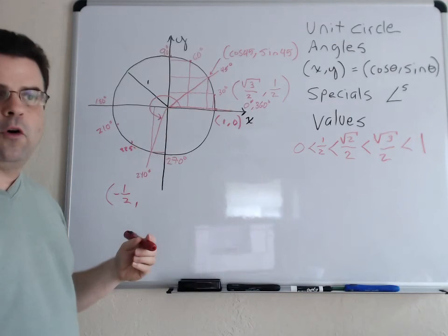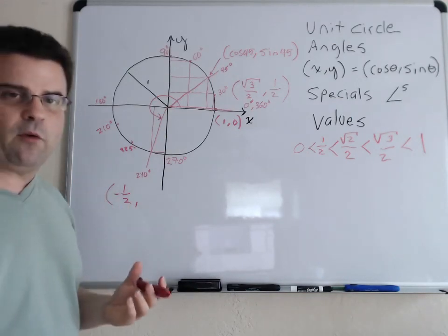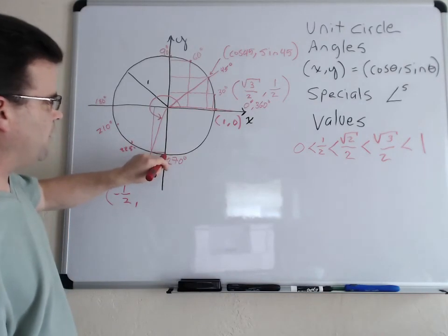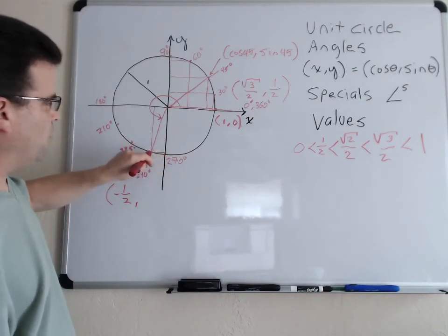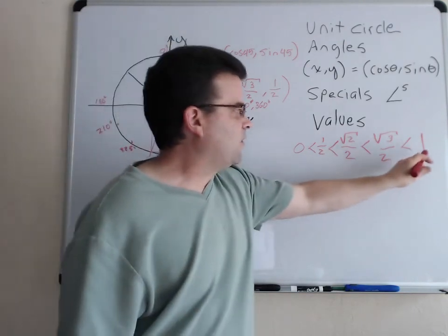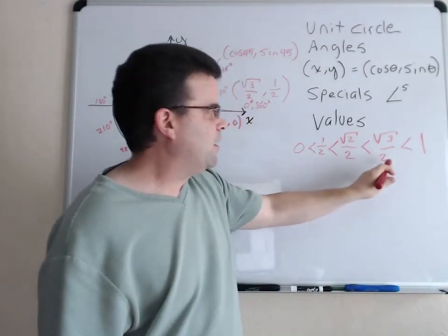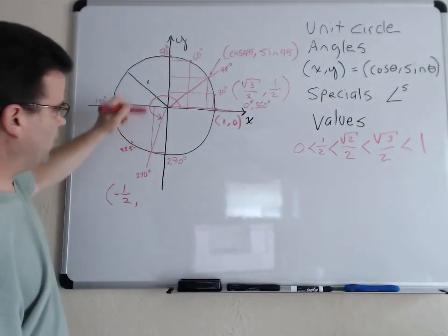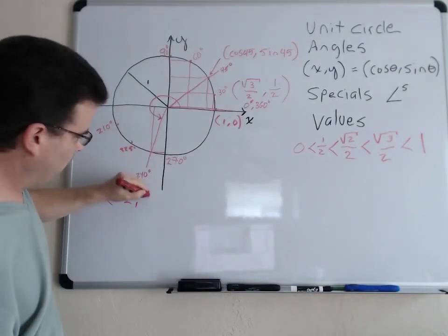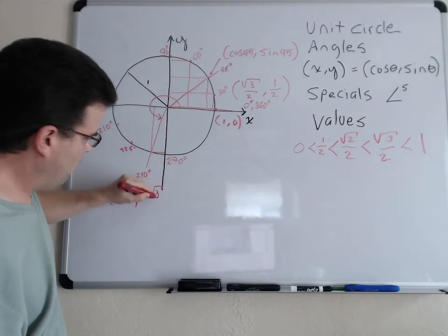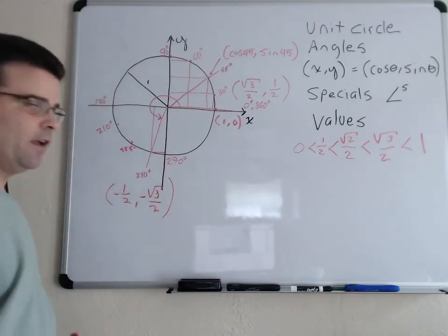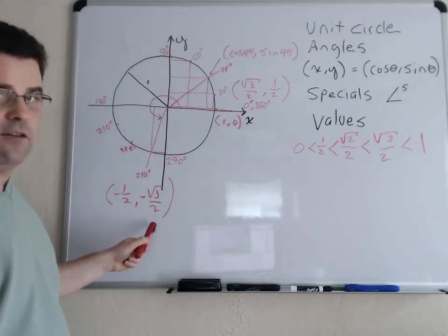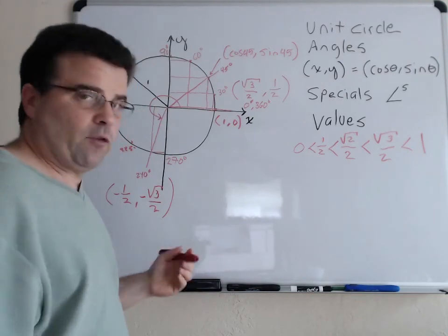And as for sine, we associate it with the y-coordinate. So the y-coordinate here is going to be the next one, the next biggest one. It's going to be √3/2. Or that length is √3/2. But the y-coordinate there is going to be negative √3/2. And that's the cosine and sine of 240 degrees. -1/2, negative √3/2.